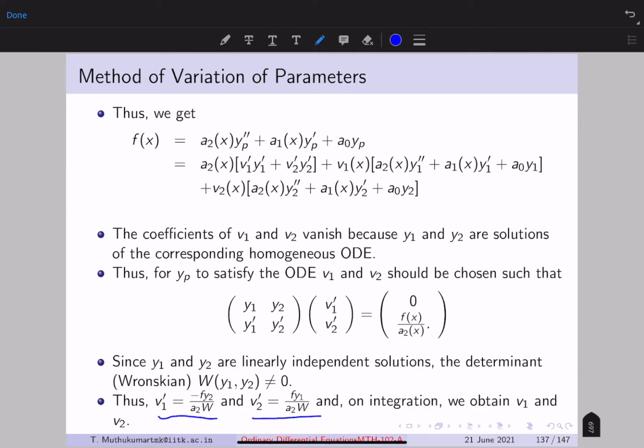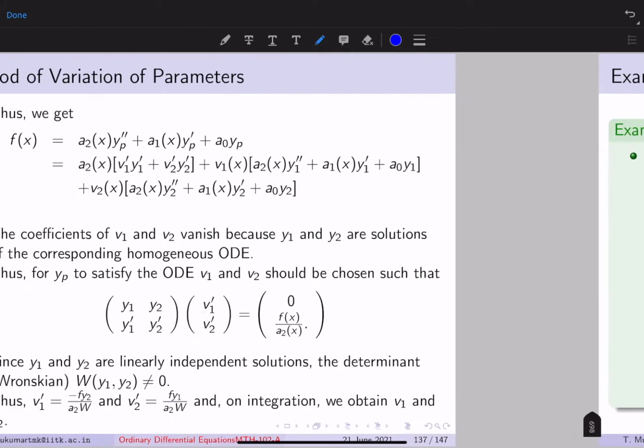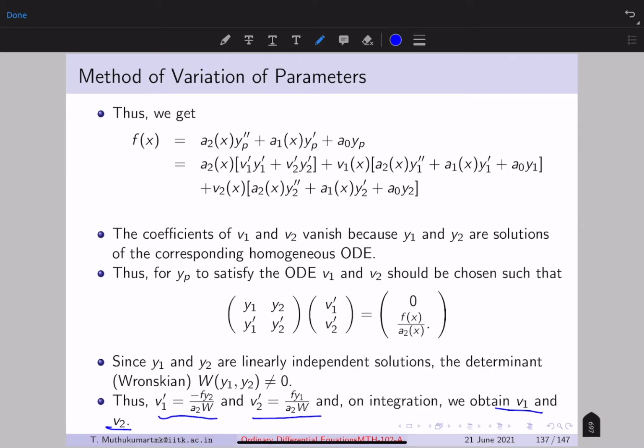Okay, and if you integrate both sides, you are going to get a formula for v1 and v2. So you have solved for v1 and v2. And once you have solved for v1 and v2, you go back. Since you solved for v1 and v2, you know what yp is. Since you know what yp is, your general solution is yc plus yp.